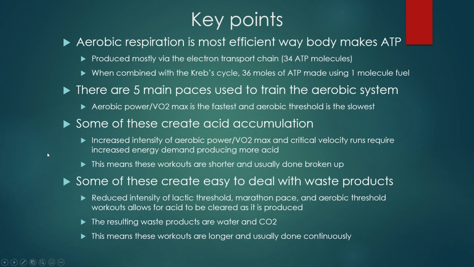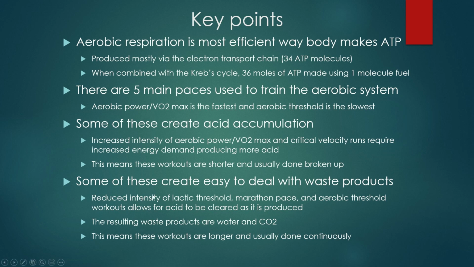And then we've got some of these that create very easy to deal with waste products. We said if you're just dealing with the electron transport chain, it actually will produce water as a waste product. Very easy for your body to deal with that. And then you add in the Krebs cycle along with it, and it produces CO2. Very easy to deal with that.